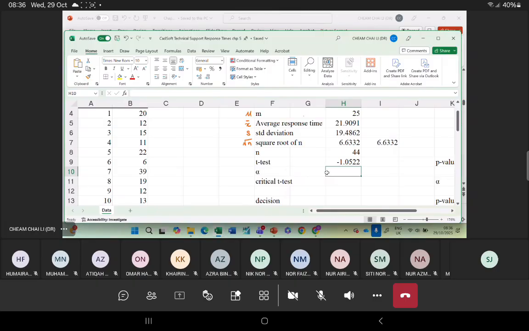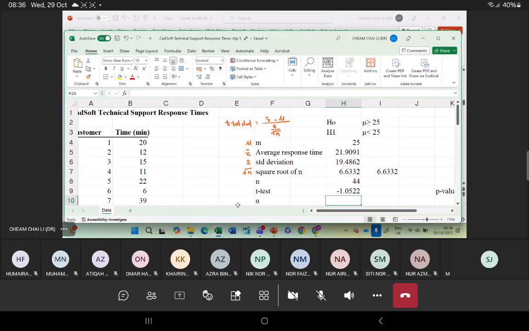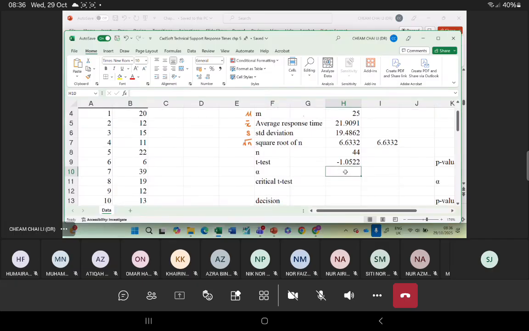Okay, then your alpha, kalau dah kat sini, mungkin soalan ni dia dah set kan? Yeah, the alpha is 0.05, right? 5%. Yeah.